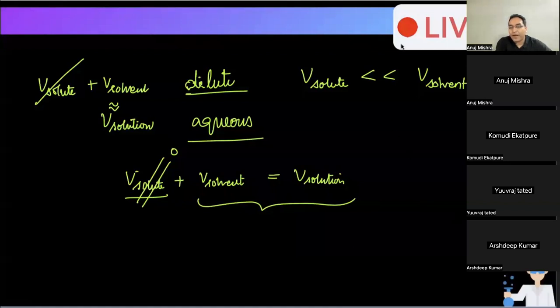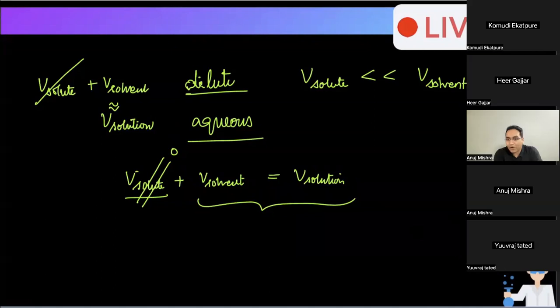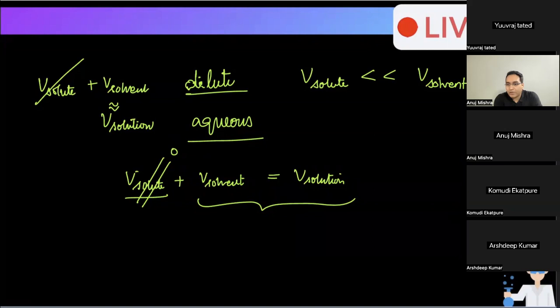Next is about aqueous solution. Who will tell what is aqueous solution? Raise your hand. Let me check. Are you revising things or not? Kaumudi has come on mic earlier. Anyone else? Yuvraj has come earlier. Anyone else? I want new volunteers. He has already come. Other students.